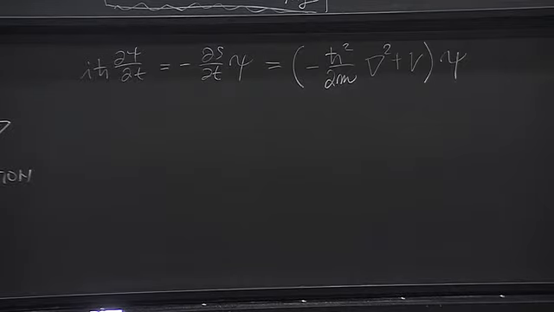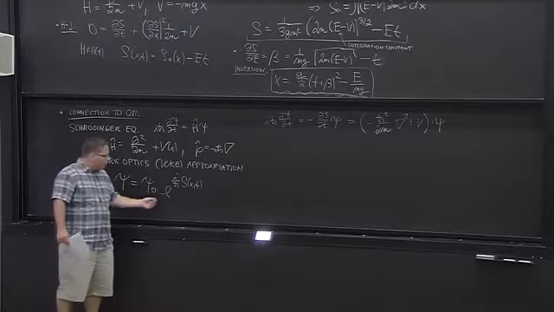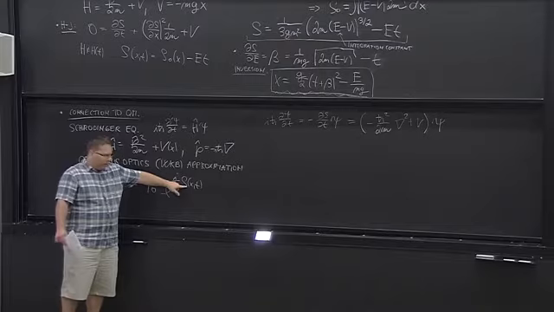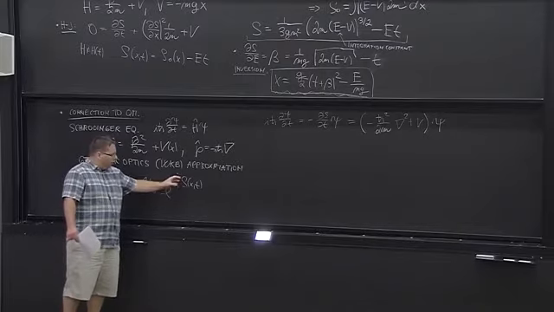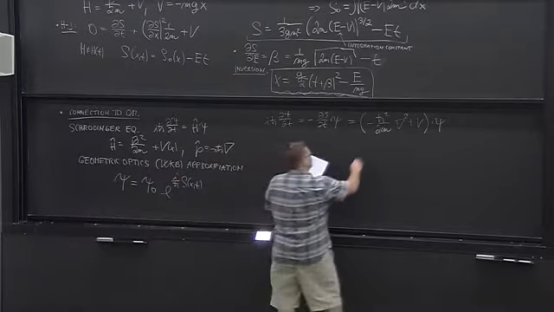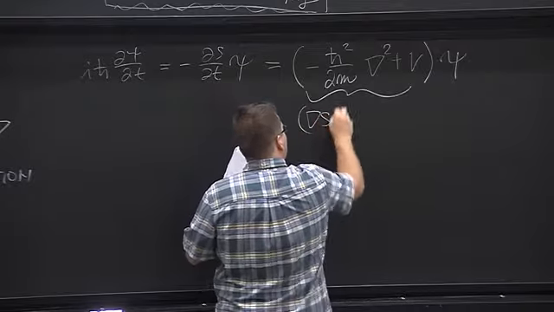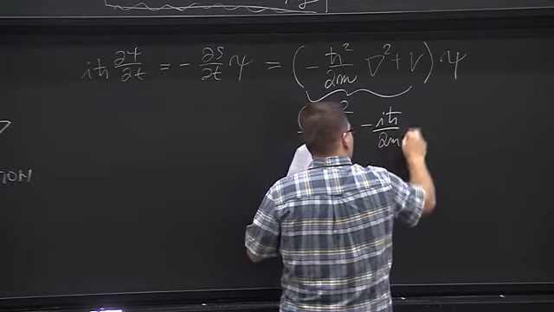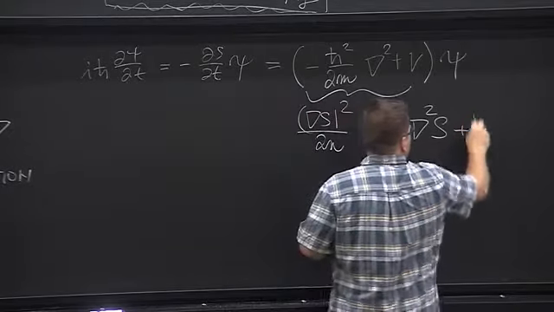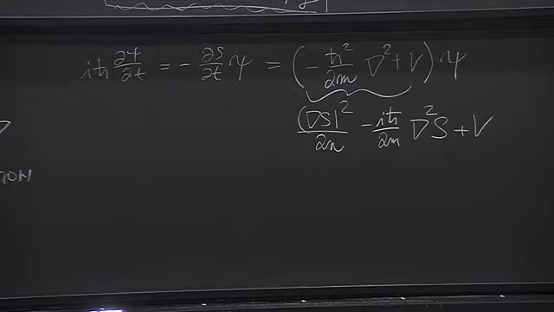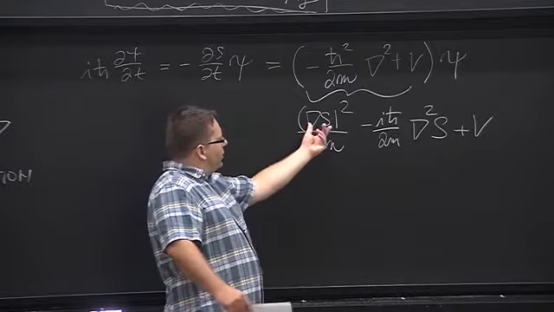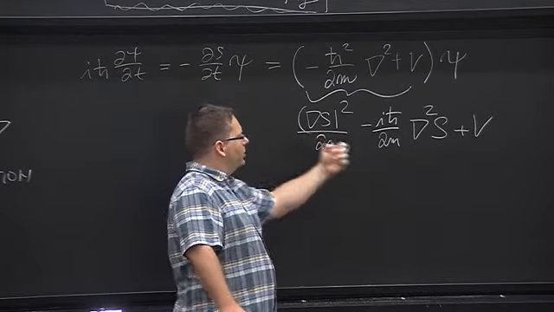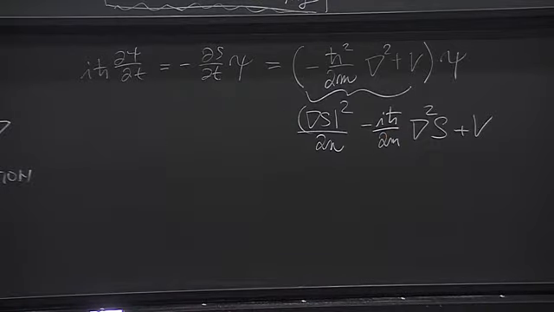Now I have to differentiate this thing twice. There will be terms which contain nabla squared acting on S, and terms containing nabla S squared. So there will be two terms here: nabla S squared over 2m, minus i h bar over 2m nabla squared S, plus V. That's what is in this bracket, and the whole thing is times psi. You see that the first term with just nabla S squared doesn't contain h bar, but this one is linear in h bar. So far this is an exact result.